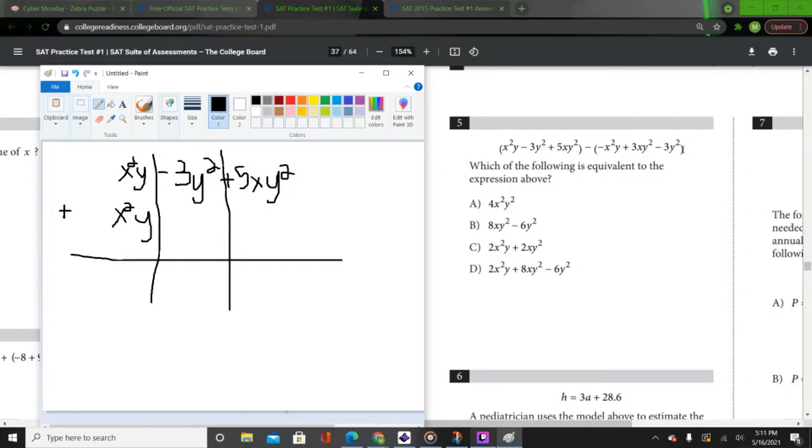So I'm going to put the negative 3y squared second, and I'm going to distribute the negative to make plus 3y squared. And now I'm going to start adding the first two terms. So we have 2x squared y, and considering nothing else affects the 2x squared y, we can eliminate A and B so far.